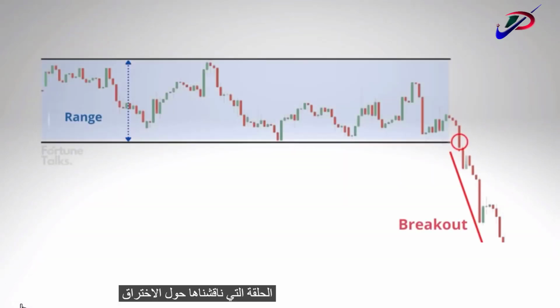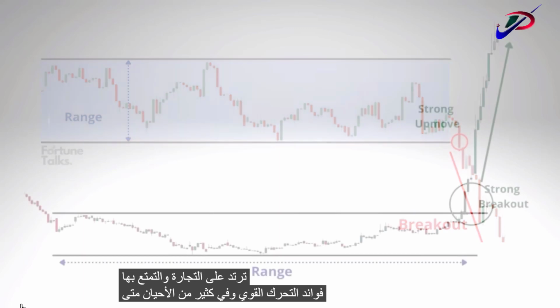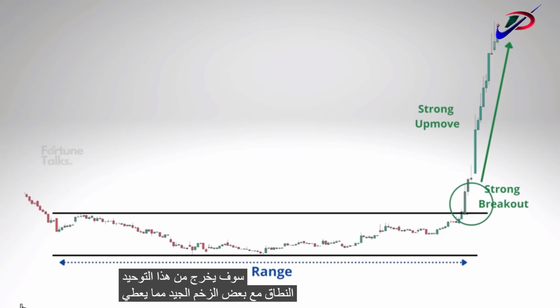In the previous episode, we discussed breakout trading in great detail. Breakout trading is one of the oldest trading styles in the book. You watch the price consolidate within a range, and then, when the price breaks out of that range, you pounce onto the trade and enjoy the benefits of a strong move. And often when the price has been stuck in a range, it will move out of that consolidation range with some good momentum, giving traders a good profit potential.